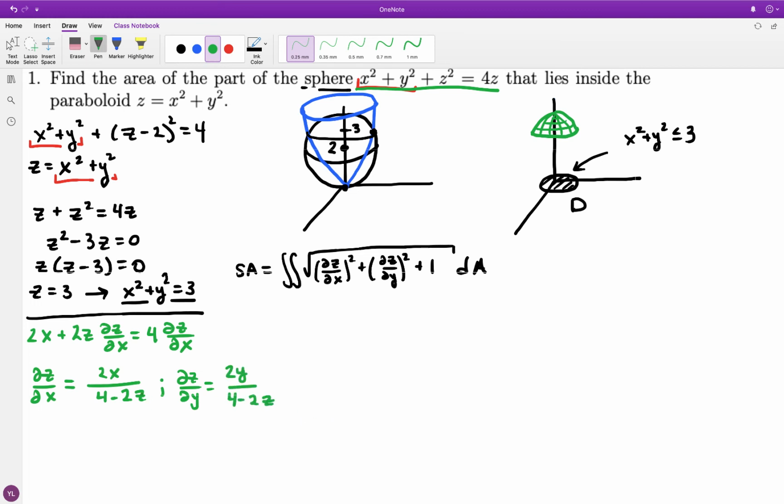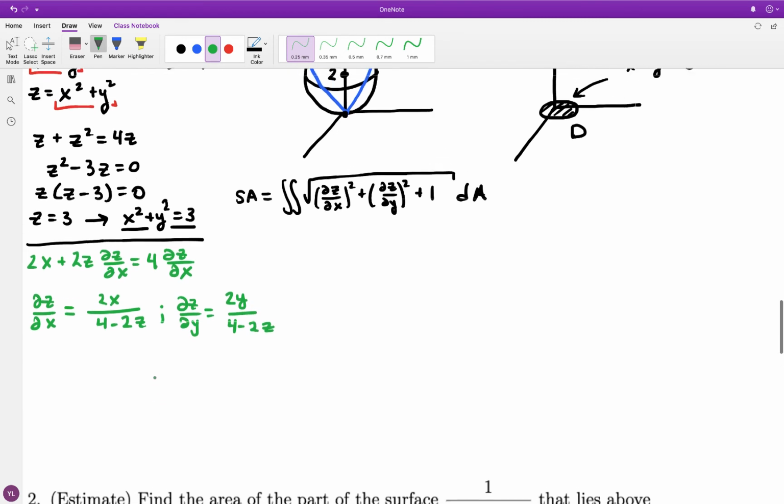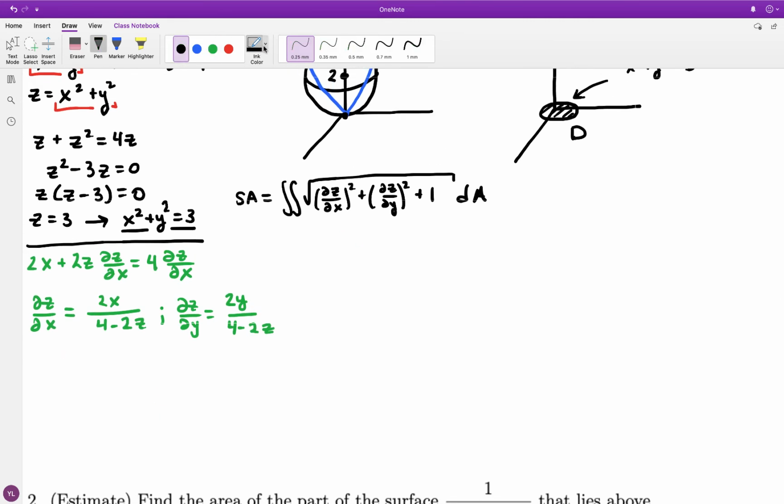Of course, y is going to go exactly the same way, so I know that dz/dy is also 2y over 4 minus 2z. Now I'm going to set up the contents of the radical in the formula for surface area. So I have to square both of these, add them together, and then add 1. They have the same denominator. When I square and add dz/dx and dz/dy together, I get this.